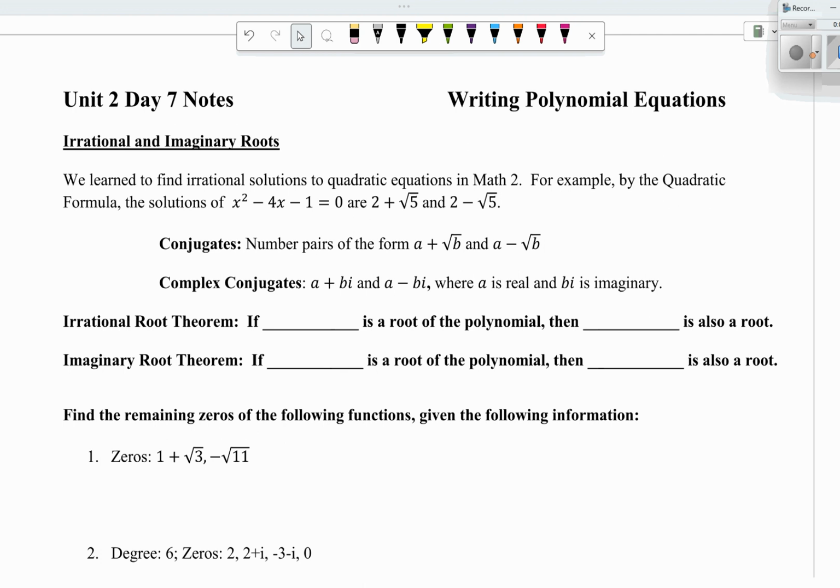So the irrational root theorem just states that if a plus root b is a solution, then a minus root b is also a solution. And if a plus bi is a root of the polynomial, then a minus bi is also a root. So notice that they come in pairs. You always are going to have the two if you have an irrational or imaginary root.